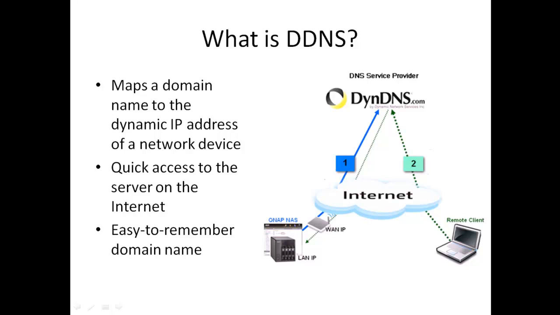DDNS is short for Dynamic Domain Name Service, which is a service used to map a domain name to the dynamic IP address of a network device. QNAP NAS supports DDNS for quick access to the server on the internet by an easy-to-remember domain name instead of a lengthy IP address. Once the IP is changed, NAS will automatically update the information to the DDNS so your data is available for remote access.